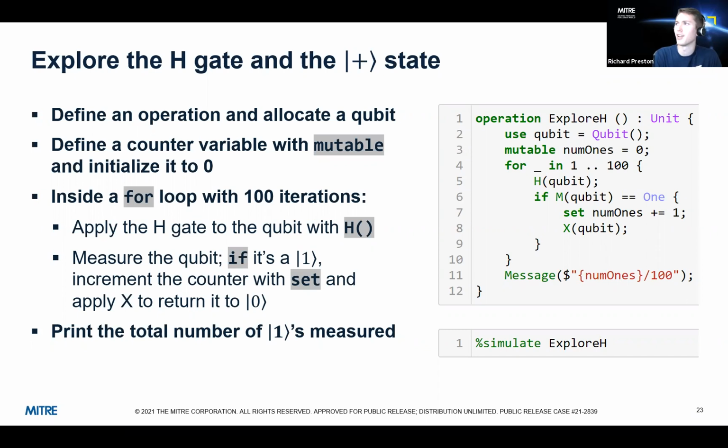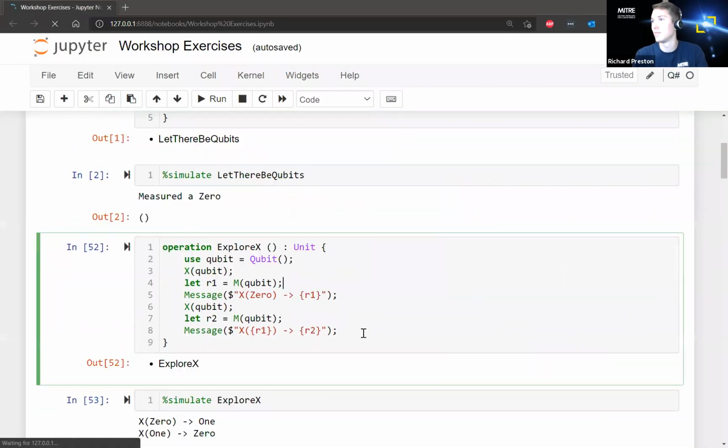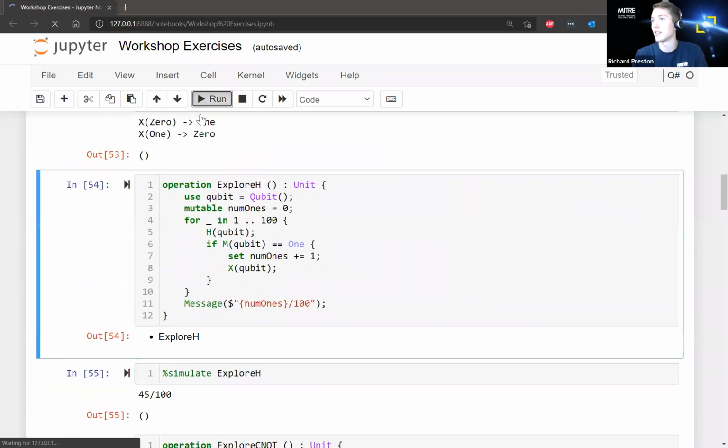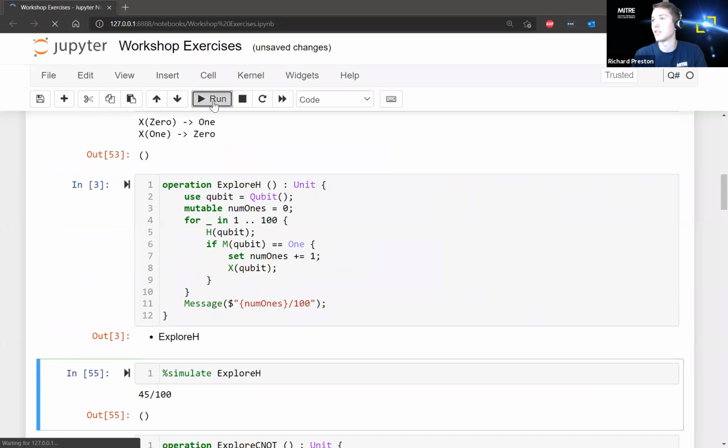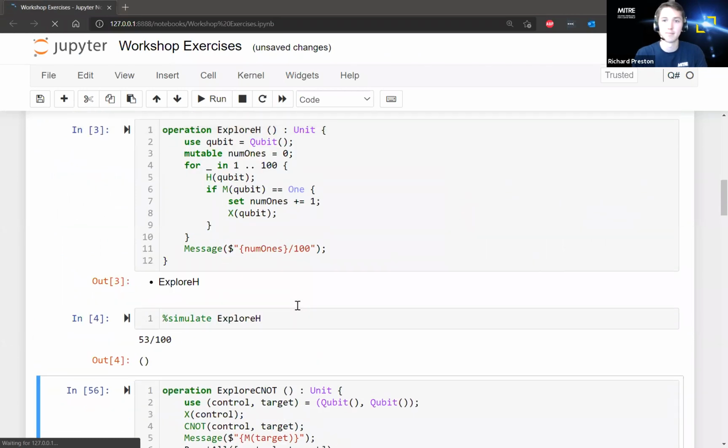Or what is it? No, not a normal distribution. What is it? Binomial distribution? I don't know, whatever it is. 50-50 shot, right? It's a coin flip. Let's see what I get. We already did explore X, explore H. Oh, last time I did this, I got 45. Let's see what I get this time, 53.